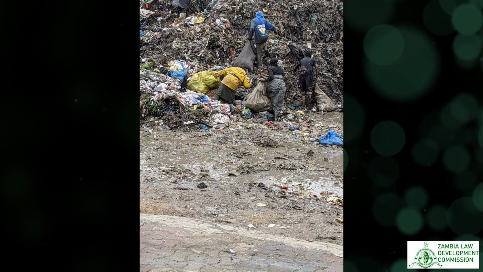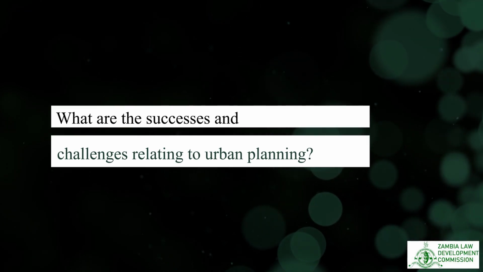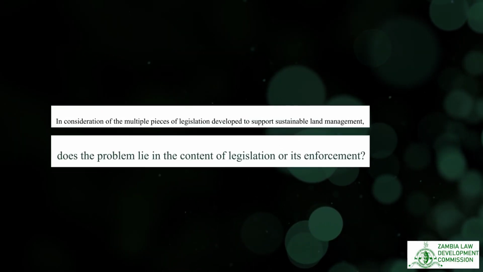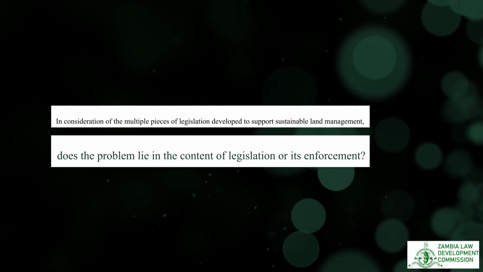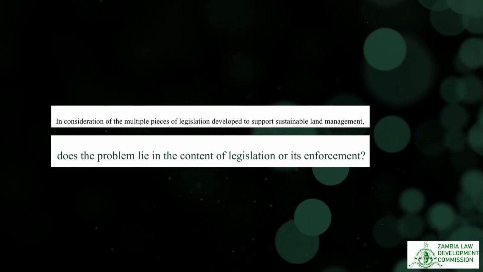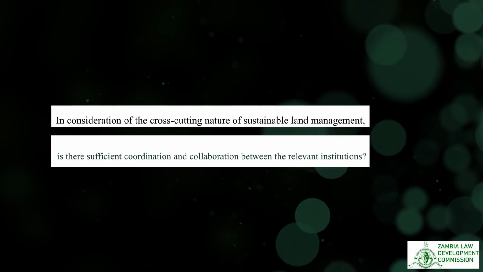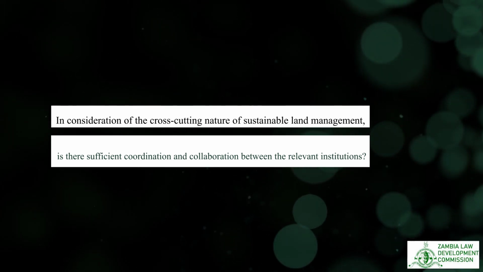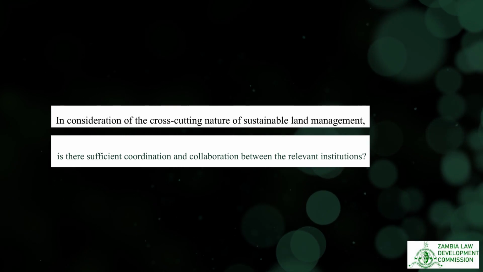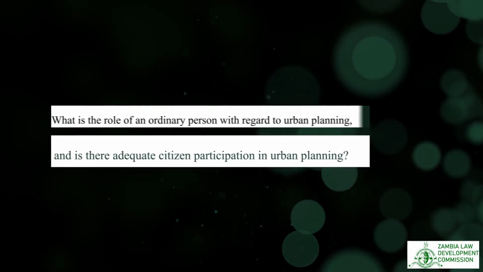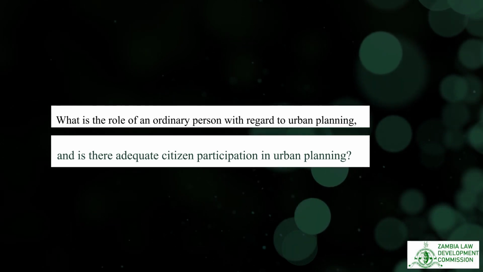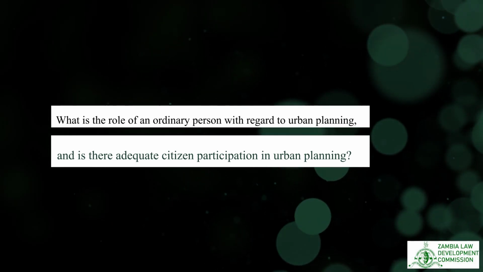Some of the key questions that need to be considered in this regard include: what are the successes and challenges relating to urban planning? In consideration of the multiple pieces of legislation developed to support sustainable land management, does the problem lie in the content of the legislation or its enforcement? In consideration of the cross-cutting nature of sustainable land management, is there sufficient coordination and collaboration between the relevant institutions? How do we strike a balance between development and the need to protect the environment? What is the role of an ordinary person with regard to urban planning, and is there adequate citizen participation in urban planning?